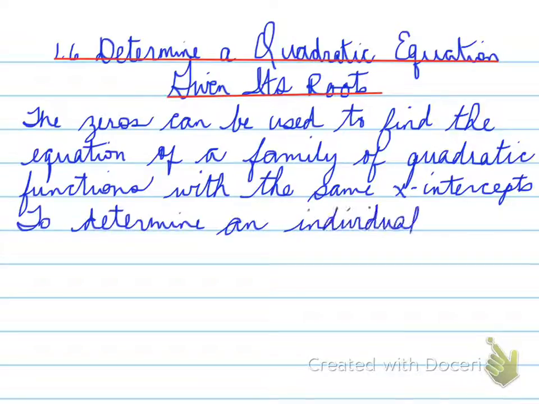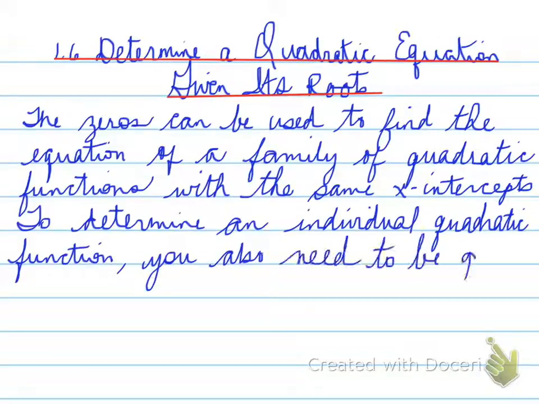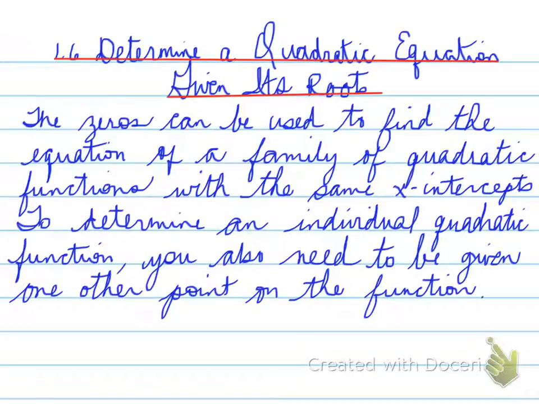Now, to determine an individual quadratic function, you also need to be given one other point on the actual function in order to find that equation. That is a specific equation targeted to a specific parabola that has the same zeros and goes through a specific point. That gives you an individual equation.